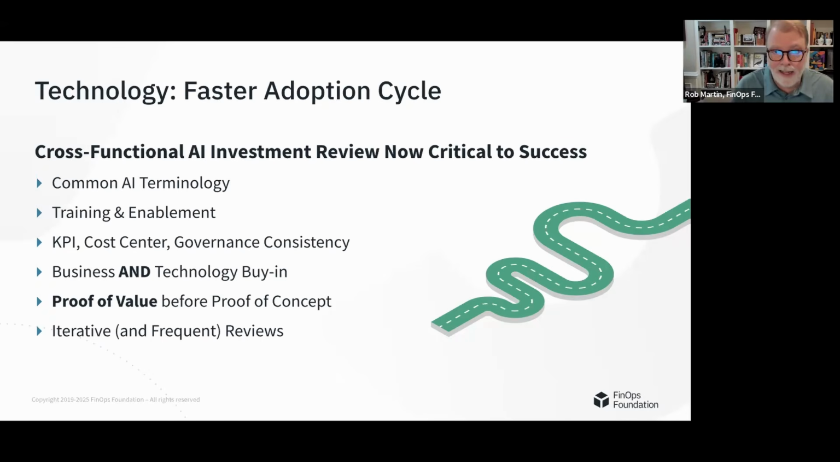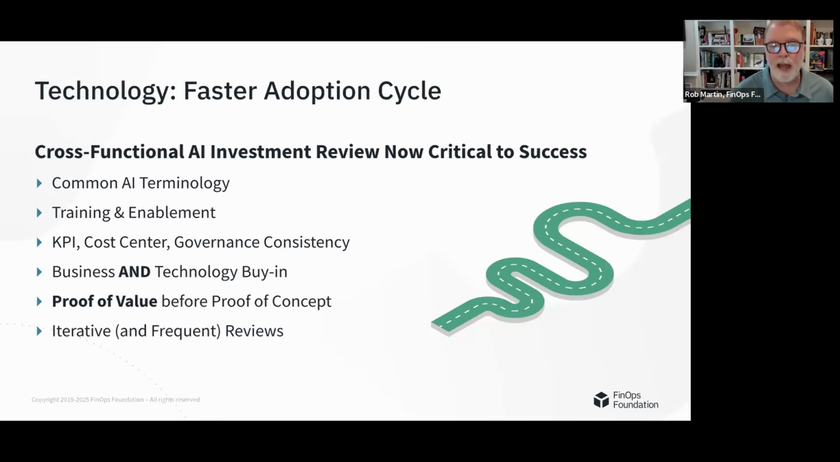AI isn't just a strategy, just like cloud wasn't a strategy. So you need to get more specific about that. There needs to be more training and enablement in place, and that can be a really key thing to making this investment review council work really well. Having common KPIs and understanding of your cost centers, your governance in your organization, and how the different AI investments that you're considering are going to affect those is really critical. And having the business and technology buy-in on that together collaboratively is going to be really critical, particularly for establishing a proof of value, understanding what we are really expecting to get out of a proof of concept of a new AI feature or a new investment.